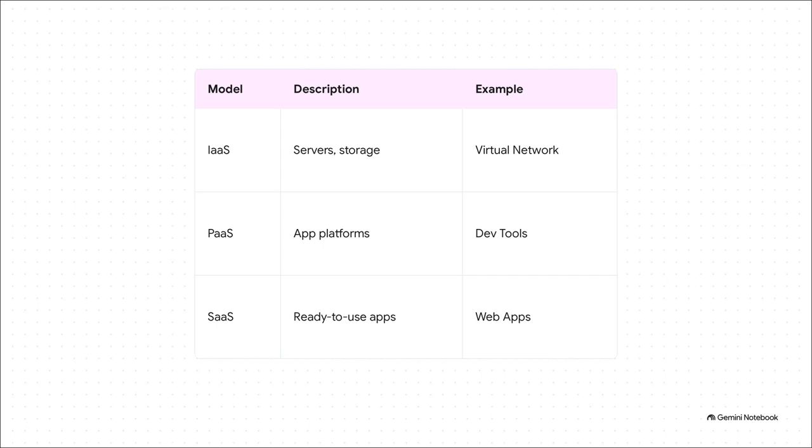Next is PaaS, Platform as a Service. This provides the underlying platforms for application development and deployment. Finally, there's SaaS, Software as a Service, which are ready-to-use software applications. Using SaaS is a lot like renting a fully furnished apartment. You literally just unlock the door and start living, or in our case, start working.